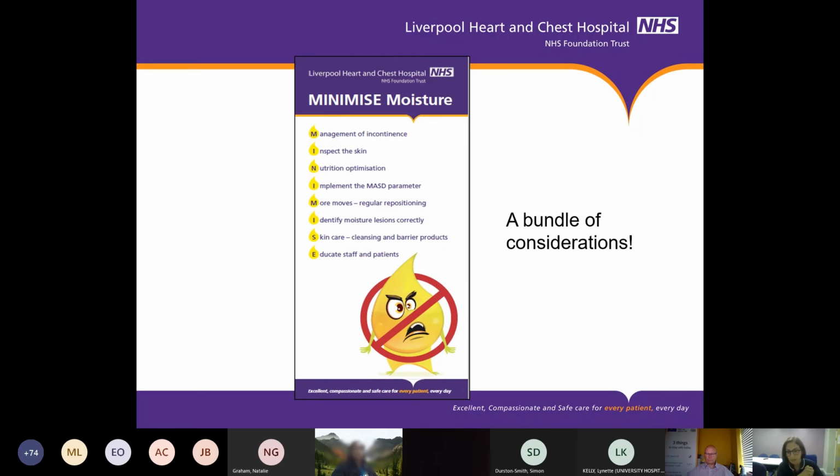This little character, if you haven't already worked it out, is meant to represent a drop of moisture. So a drop of urine or feces or perspiration or wound fluid, and obviously the no entry sign. We wanted a campaign that was going to get staff engaged and listen to us. So a cartoon tends to be colourful and bright, and people will look at it and know.